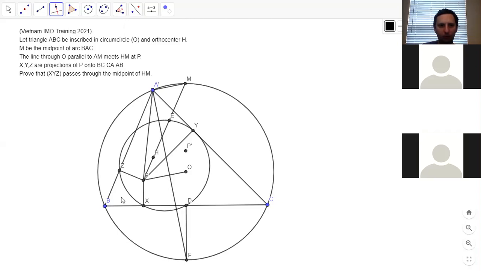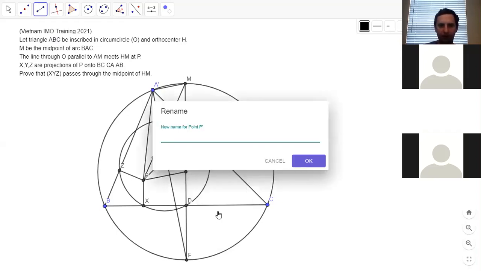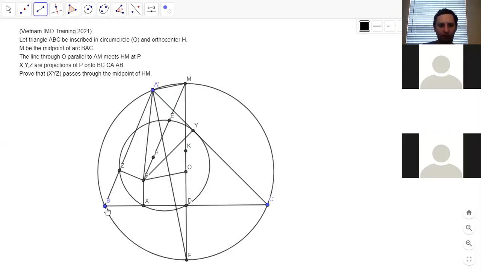So, maybe we can first select the orthocenter of MBC and then try to prove it. Try to prove that they're isogonal conjugates. Yeah, I kind of like it. So I'll draw the orthocenter of MBC. Let's call it K. And then we want to show P and K are isogonal conjugates.